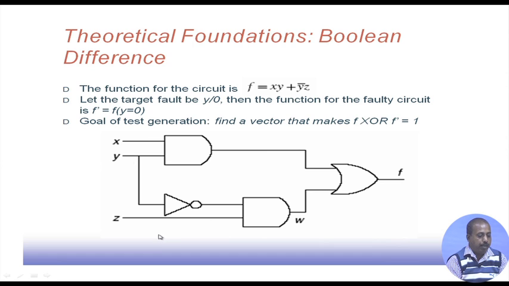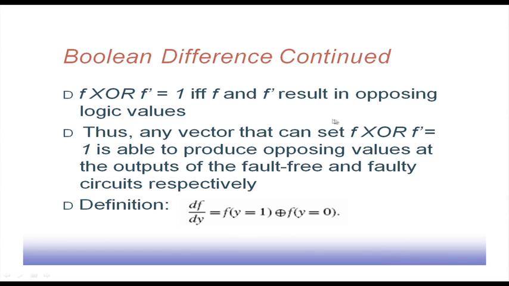So, if we create another circuit which is f dash and run those two circuits simultaneously with this particular vector that we have found, and there is a hypothetical XOR gate at the output which combines the outputs of these two copies, f and f dash, and this output is 1. So, we have to find a vector such that f XOR f dash equals 1. This is determined by the Boolean difference operator. Naturally, f XOR f dash will be equal to 1 if and only if f and f dash are in opposing logic values. That is true, then only the XOR gate will be 1.